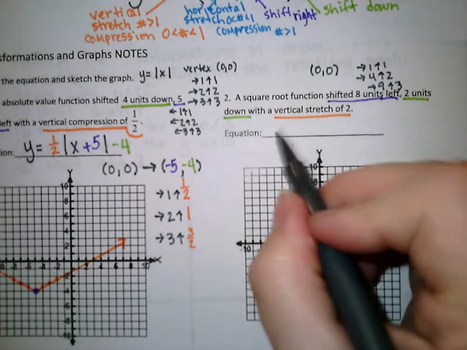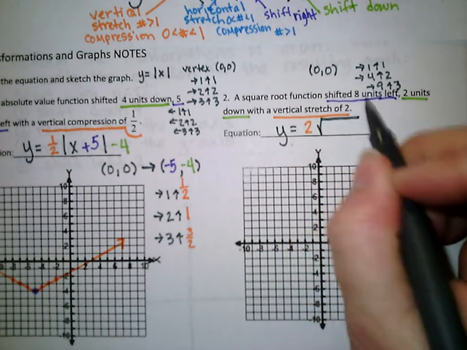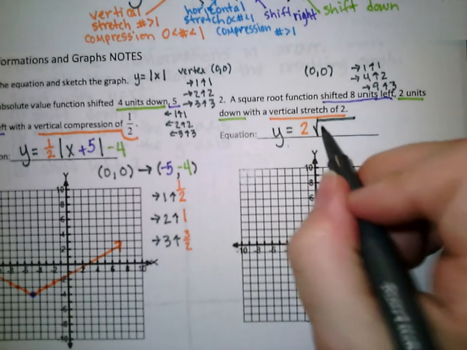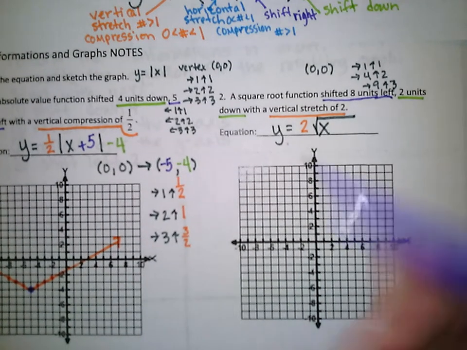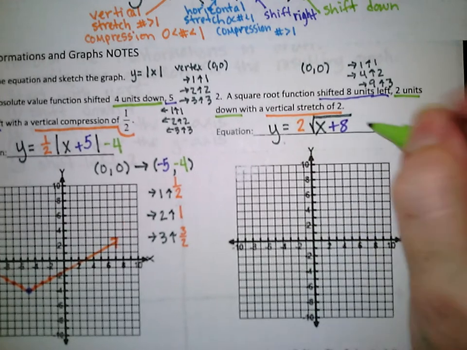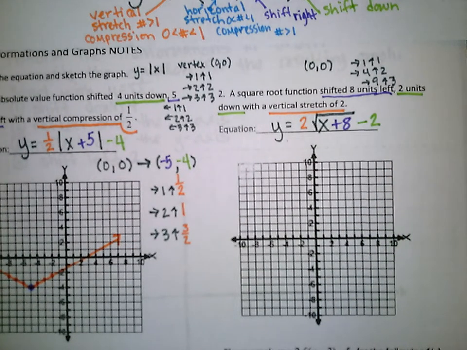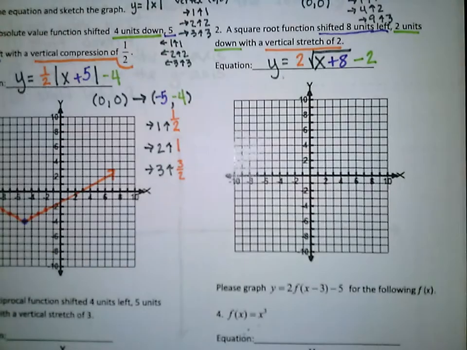So that vertical stretch, remember, goes out in front. So 2 times square root. Shifting left goes inside with the x. When it's left, it's plus that number. And then shifting down goes after. And when it's a downshift, it's subtract 2.